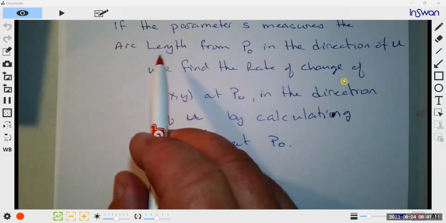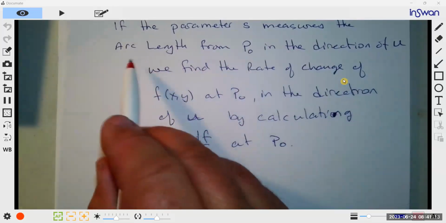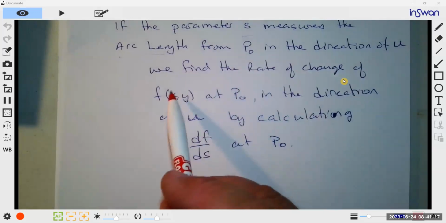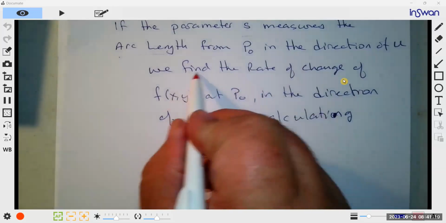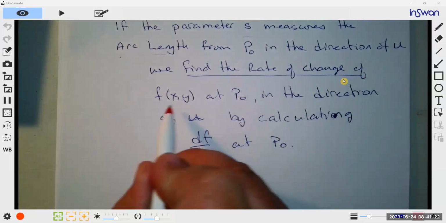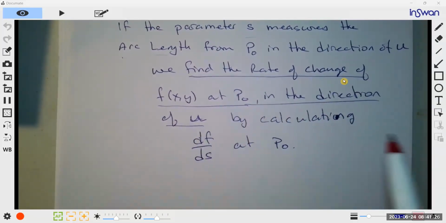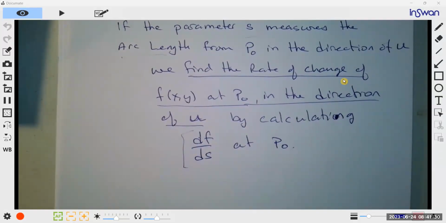So notice, if the parameter s measures the arc length from p sub 0 in the direction of u, we find the rate of change of the function at p sub 0 in the direction of u by calculating the derivative of f with respect to s.